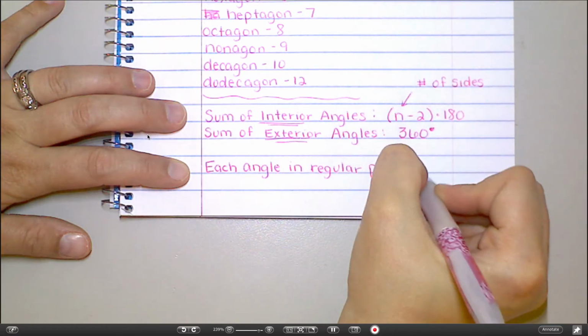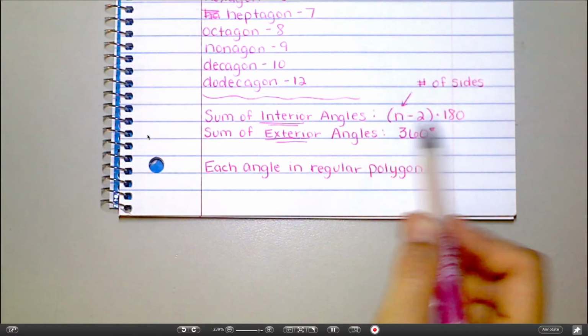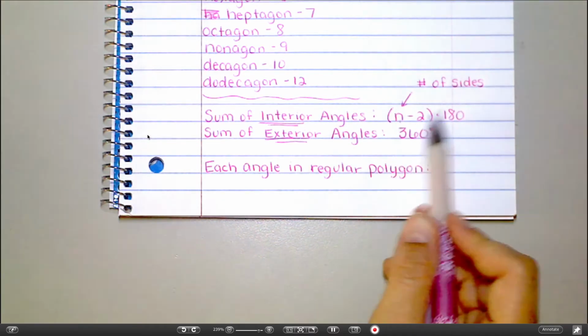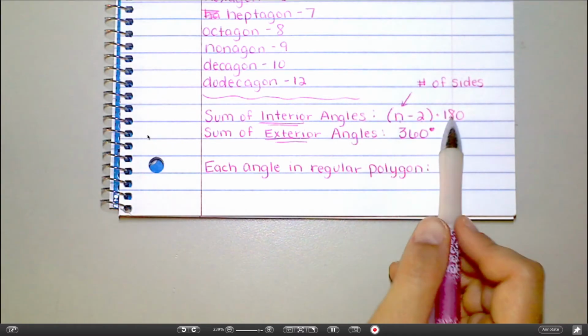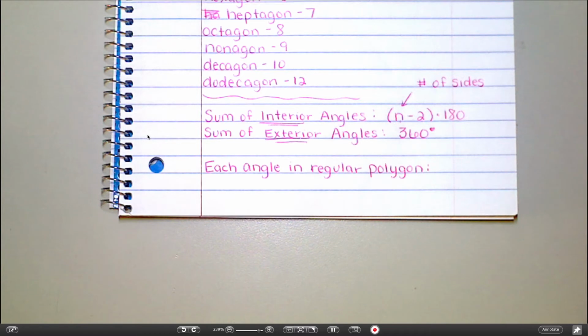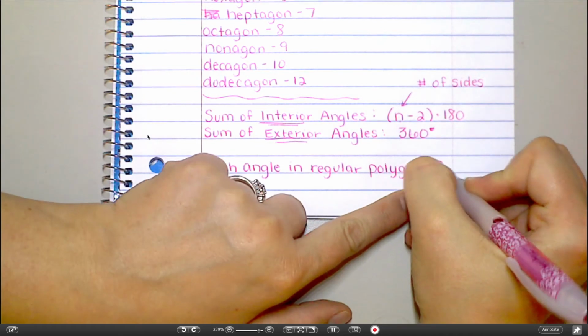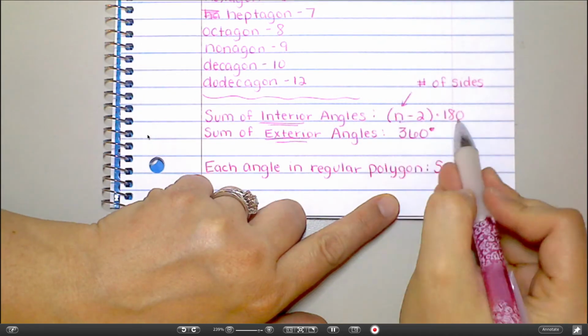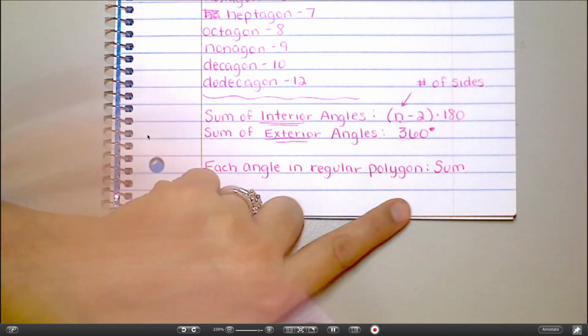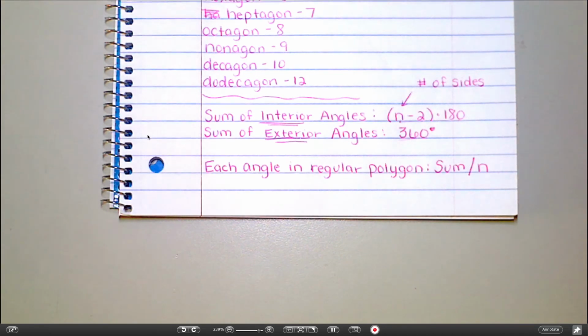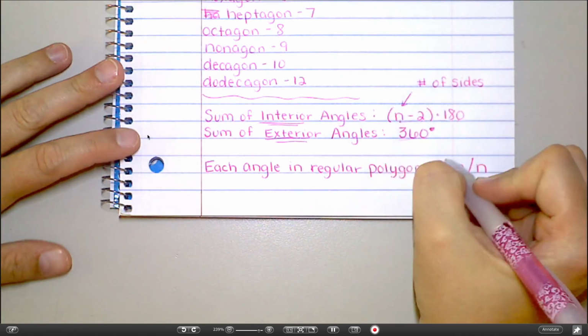So let's say we find the sum of the angles in a hexagon. So I would put 6 in here. 6 minus 2 is 4. 4 times 180 is 720. So there's 720 degrees in a hexagon. What if I then said, how would you find the measure of each individual angle in the hexagon? Do you remember what to do? There you go. If I ask you for each angle, you take the sum, either this or this, depending on whether you're doing interior or exterior, and divide by the number of sides. So it's the sum divided by n. And again, the sum is from up here.